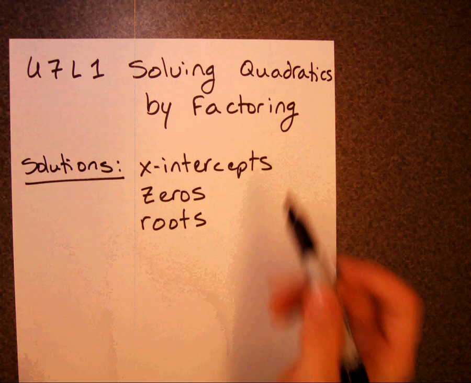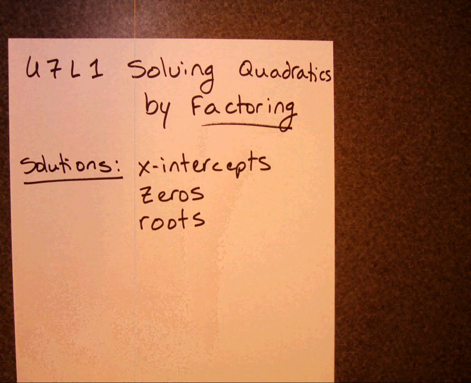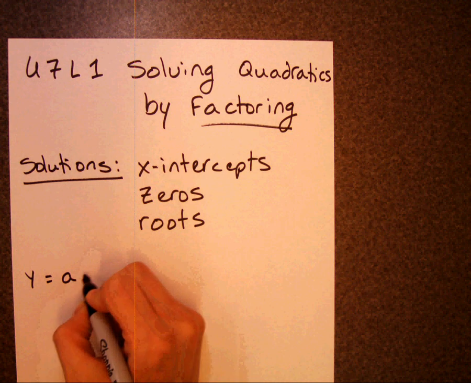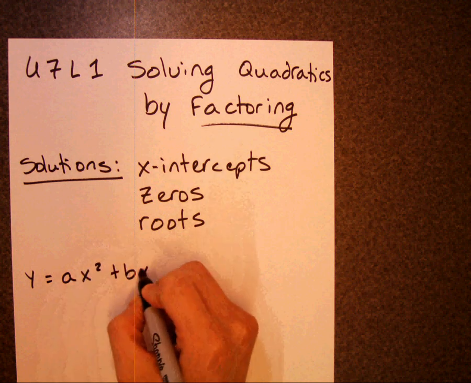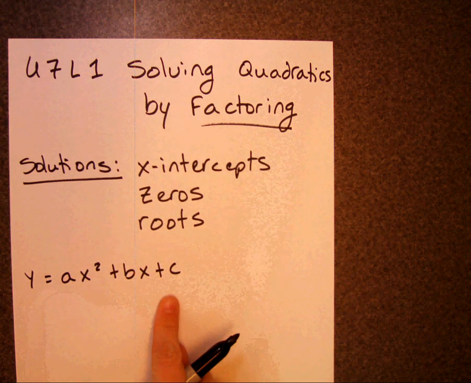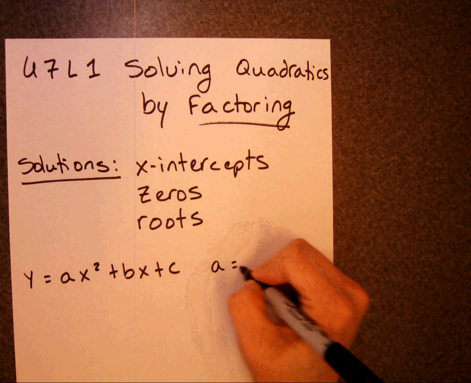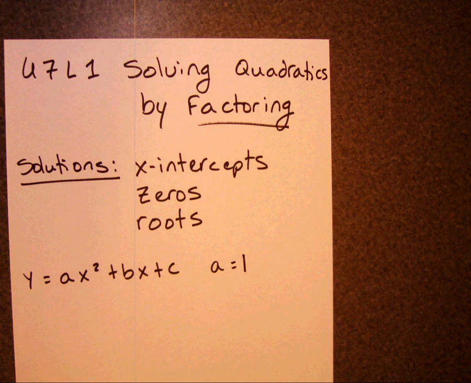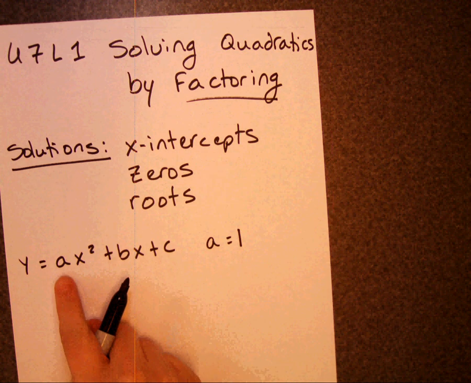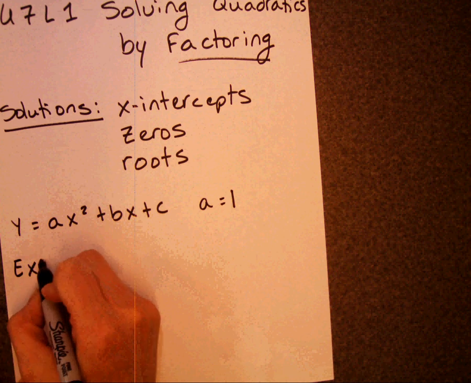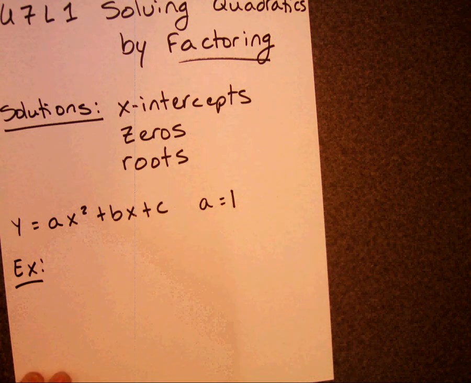So Unit 7, Lesson 1 deals with solving quadratics by factoring. Now we're going to look at, first, recall this is standard form of a quadratic, and the first type we're going to look at is where a is equal to 1, meaning that I won't see a number in front of x squared. When that is the case, probably easier if we just look at an example.